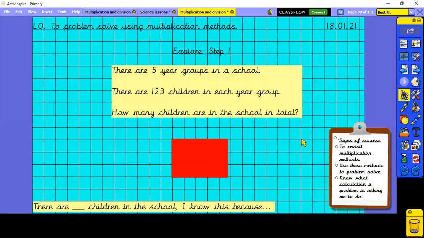Okay, I have another problem on the screen for you now. There are 5 year groups in a school. There are 123 children in each year group. How many children are in the school in total? So what I want you to do now is pause the video and use your method of choice to solve this problem. You need to think about what calculation you need to do and make sure your multiplicand, your biggest number, goes on top of the multiplication. Okay, so pause the video and have a go at this one in your maths book.